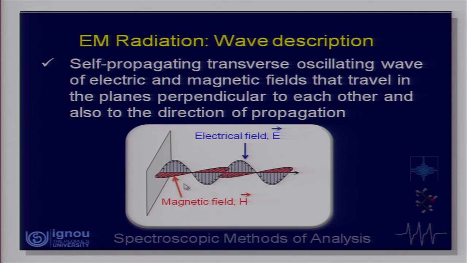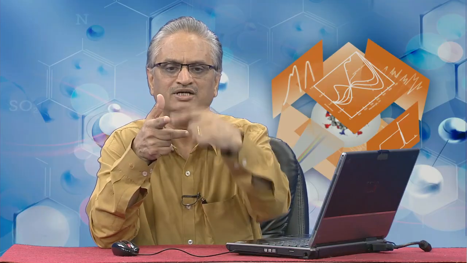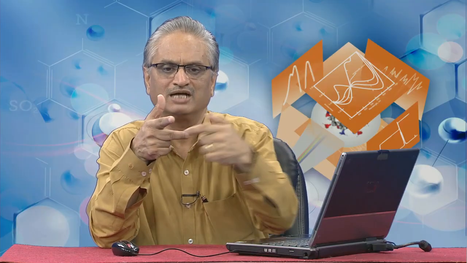What is shown in red over here is the magnetic component of the same thing, and this happens to be the direction of propagation. So, what we see is there are three things here, and the three things are mutually perpendicular. Say this is the direction of propagation, this is my electrical field vector which is moving like this, and this happens to be my magnetic field. So, the three are mutually perpendicular to each other. So, that is my EM radiation as per the wave description there.